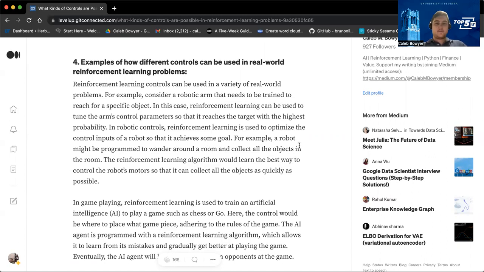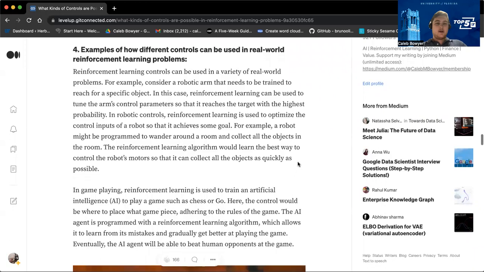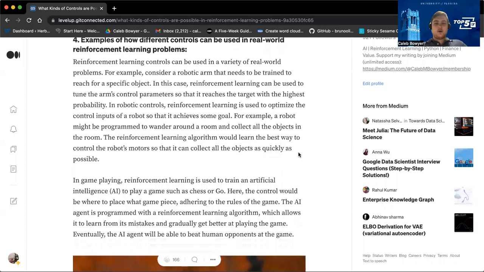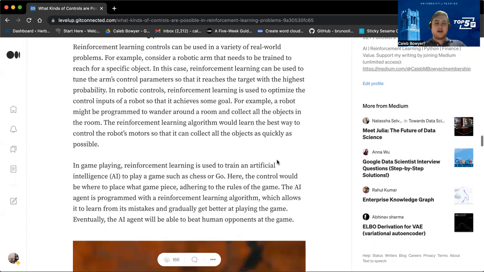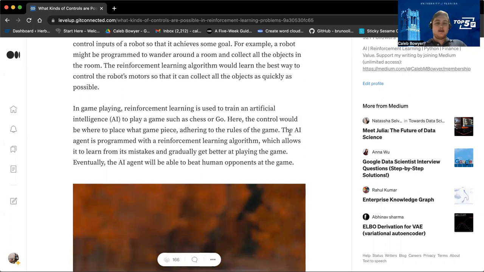In robotic controls, RL is used to optimize the control inputs of a robot so that it achieves some goal. For example, a robot might be programmed to wander around a room and collect all the objects in the room. The RL algorithm would learn the best way to control the robot's motors so that it can collect all the objects as quickly as possible.